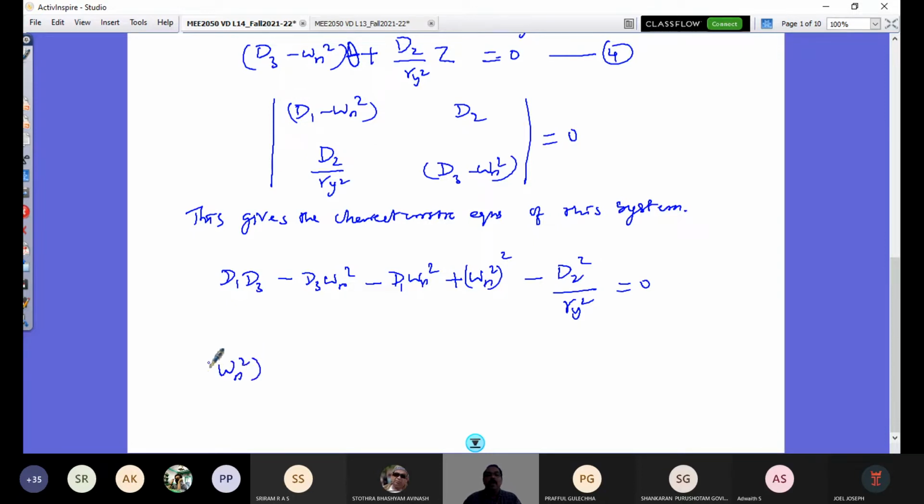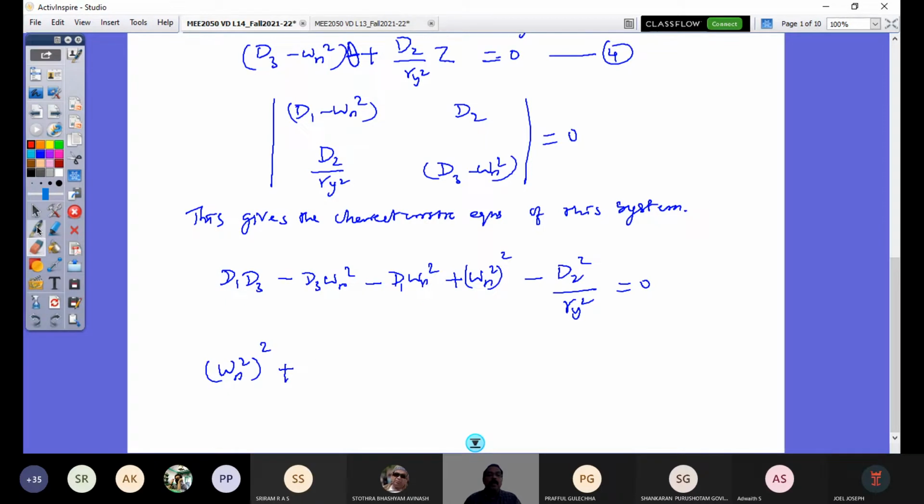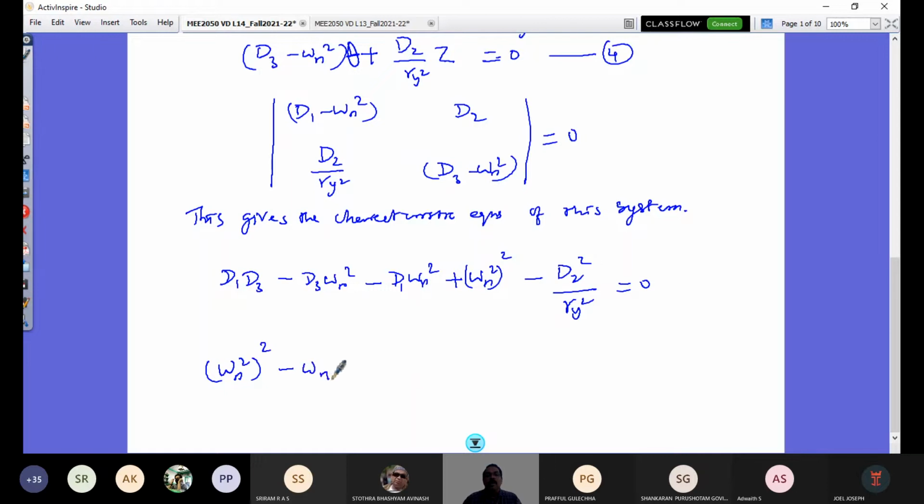It's omega n square whole square minus omega n square into d1 plus d3, plus d1 d3 minus d2 square by ry square. That's equal to 0. So this is equation number 5. What is this equation called? Characteristic equation of the system.